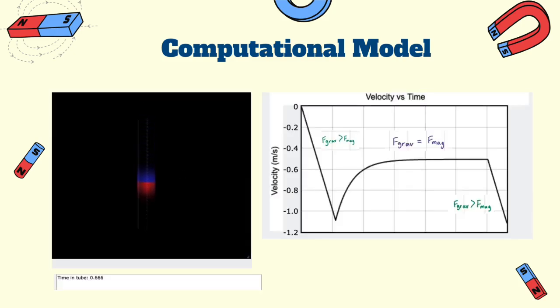On the left, it depicts what actually happened during the experiment. And on the right, it gives us the velocity versus time graph. In the beginning, you can see that the force of gravity was greater than the magnetic force because the magnet wasn't entirely in the aluminum tube when dropping it. And then while inside the tube, the velocity stays constant because there's no acceleration. Both forces cancel out. And then once it starts to come outside, the force of gravity becomes greater than the magnetic force again because it's outside of the tube. The model predicts that it takes 0.67 seconds for it to go through.